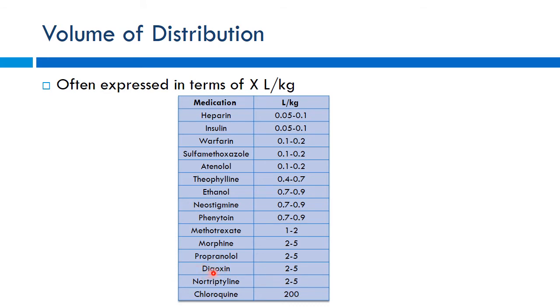Digoxin is an antiarrhythmic that we use sometimes for patients with AFib, or if they have congestive heart failure. This is a very, very high volume of distribution, so 2 to 5 liters per kilogram. So that would make you think, okay, all that drug likes to partition very far out into the tissues. This is actually an interesting example where that's not really the case.